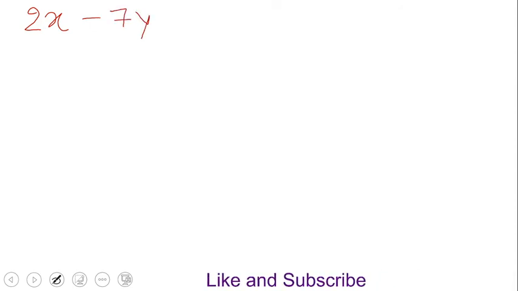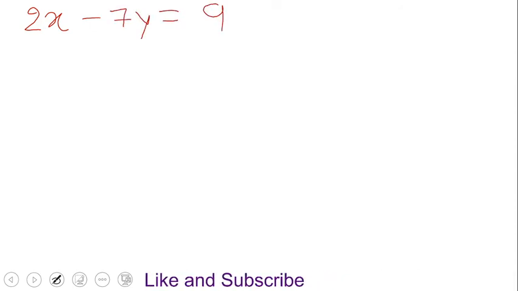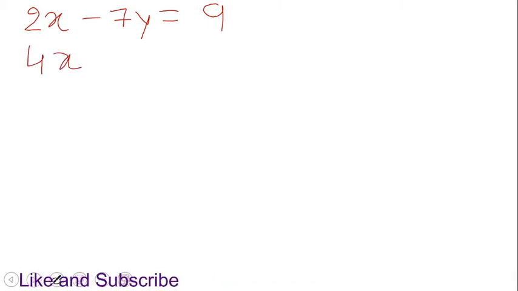Let us begin with a little bit complicated example. You may think this method might be useful only for simple examples. No, you can apply it for complicated examples also. So it is 2x minus 7y equal to 9. Next, 4x minus 3y equal to 5.